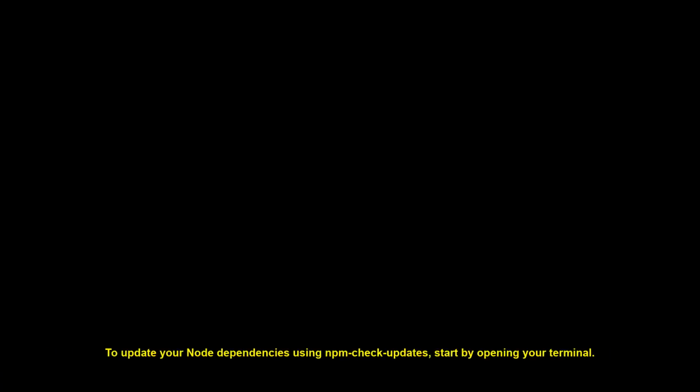To update your Node dependencies using npm-check-updates, start by opening your terminal. Navigate to your project directory where your package.json file is located. Ensure you have npm-check-updates installed globally. If you don't have it installed, you can do so by running the command npm install -g npm-check-updates.